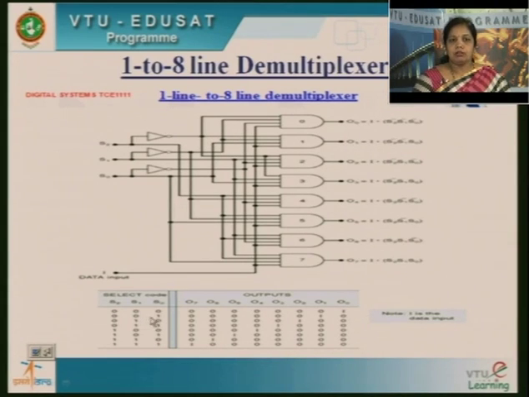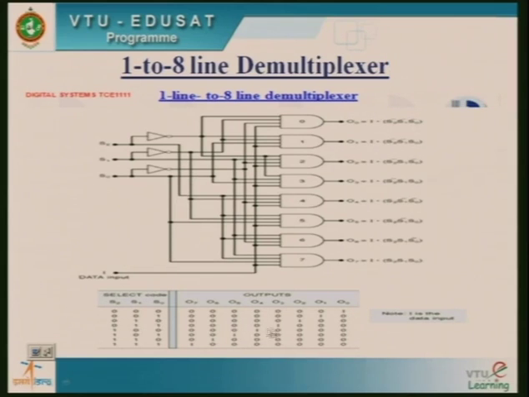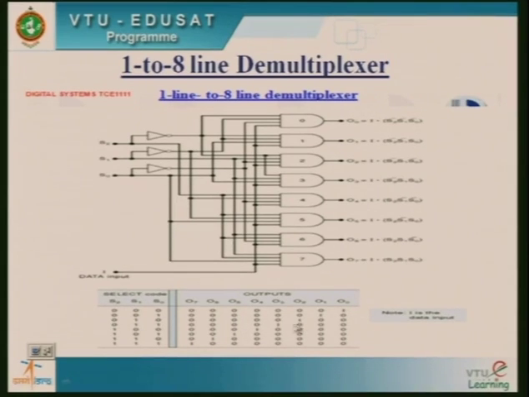If it is 0 0 0, your O0, that is the first output, will be enabled. So the first AND gate output will be enabled, and you are getting this output as logic 1. If it is 0 0 1, similarly second, third, fourth, 5, 6, 7. As such, based on these 3 combinations, one of the output AND gates will be enabled and you will get that particular output. So this is the design of the 1:8 line demultiplexer.